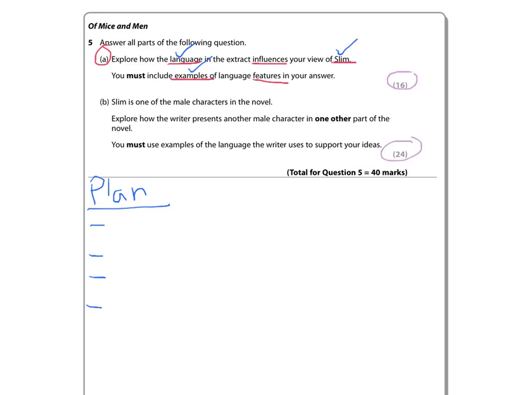Whereas the second question is actually worth 24. So you spend a little less time on this question, but that's because the extract is already given to you and the clear focus is there. Now moving on to the second question, section B.